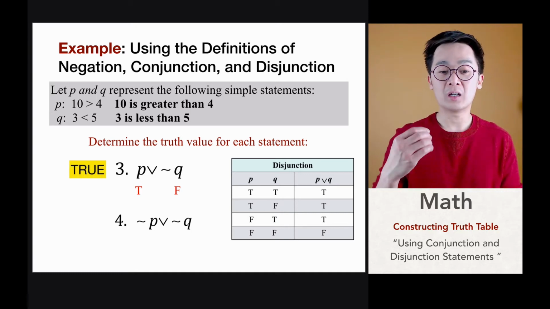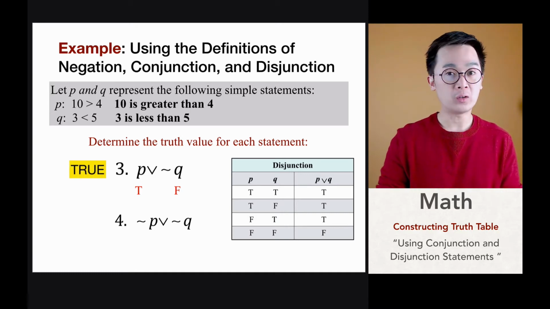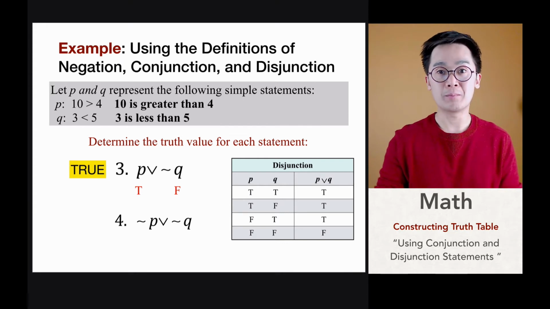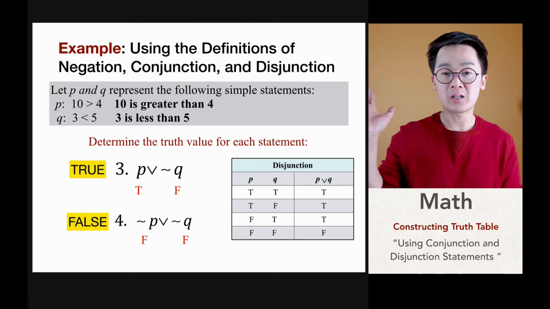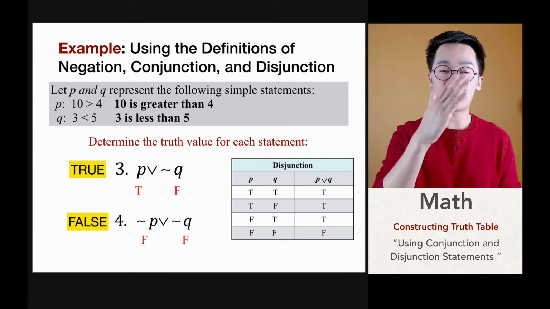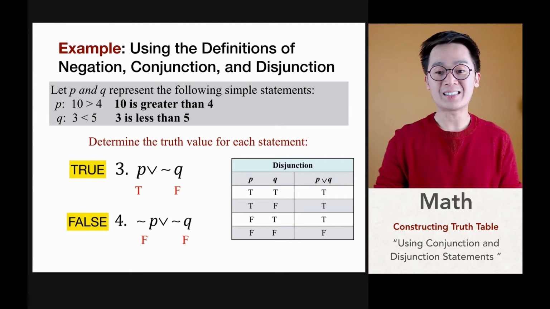Because in the definition of a disjunction, the only time that it's going to be false is when both statements are false. So for number 4, not P is an F, not Q is also an F. That means this statement is going to be a false statement. So this is how we use the disjunction and the conjunction table to be able to verify a compound statement.